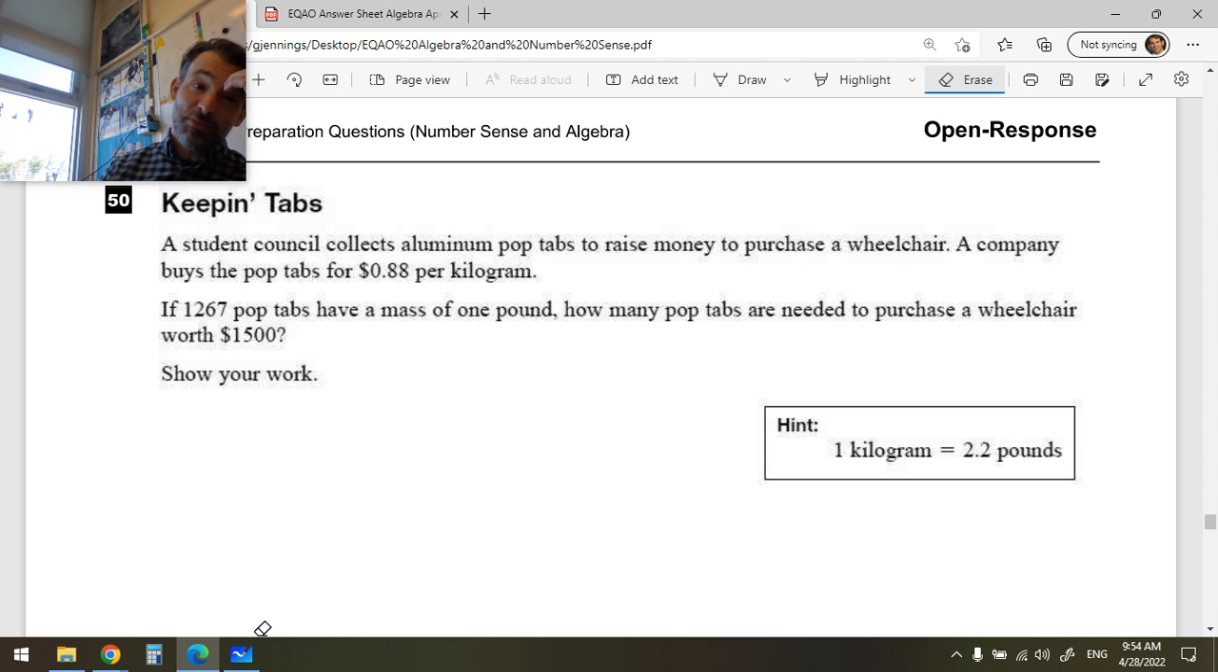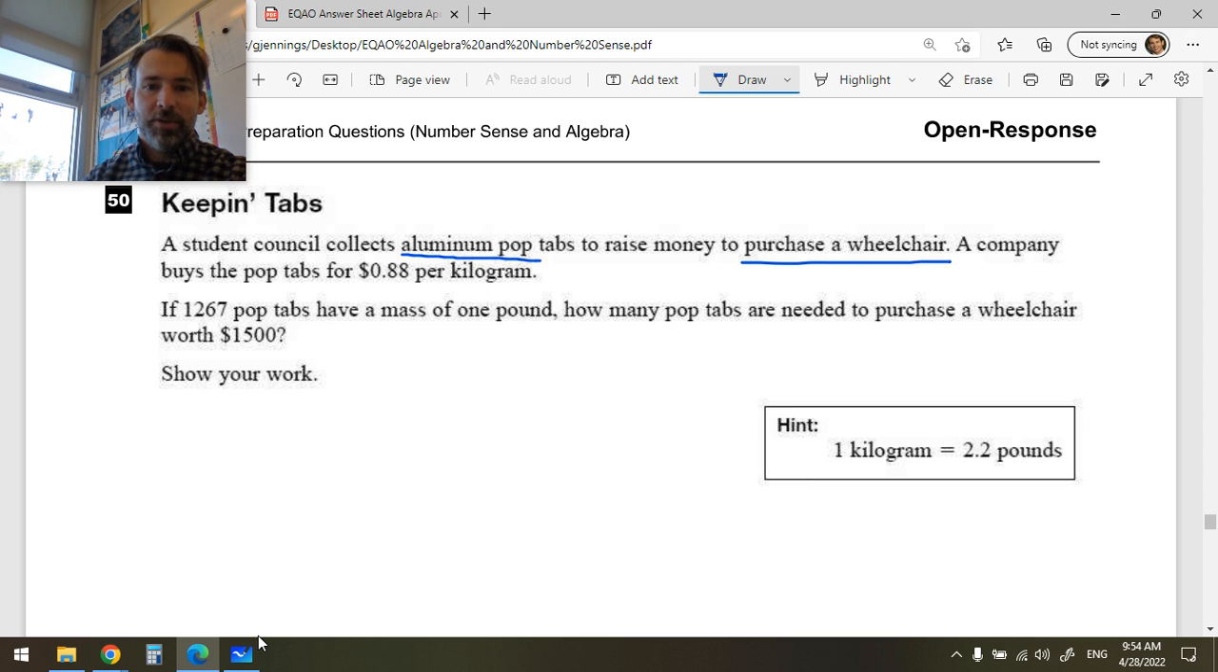We are looking at question number 50, which is a tricky one because the answer is buried underneath many different conversions, and we want to manage our conversions very clearly to arrive at the correct answer. The student council's goal is to purchase a wheelchair, and in order to do that, they need a certain number of pop tabs. Here's the things we know.